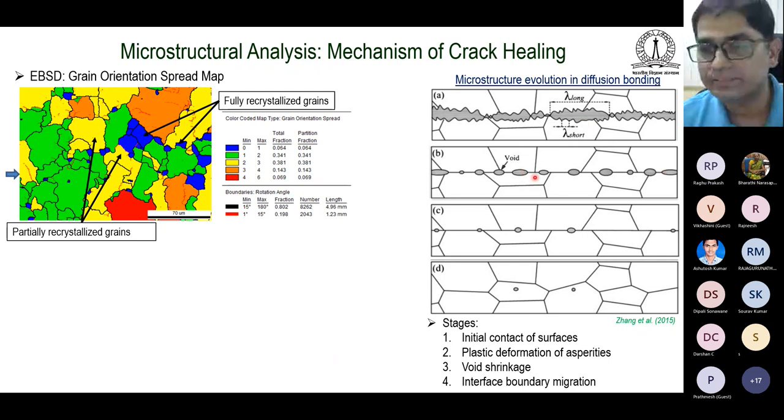Then we have these voids, and the voids will start to shrink, and eventually we reach a stage where there are some cavities or voids trapped inside the grains, and the boundaries have migrated. As you can see, the grain boundaries have migrated.